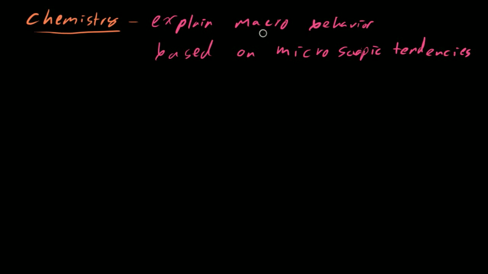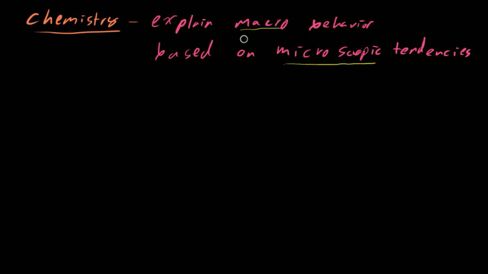look, why when we put hydrogen and oxygen into a balloon with each other, why doesn't it react, but then when we set a flame next to it, it reacts violently? That is an observable behavior. That is a macro behavior. And the way we're going to explain it is based on microscopic tendencies. And we're going to be doing that with a lot of different things.